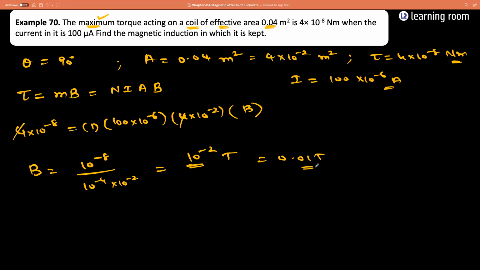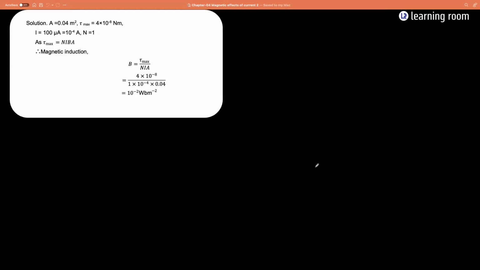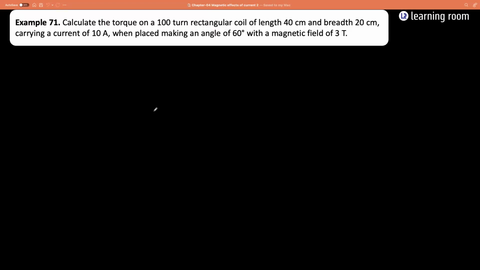Sir, magnetic induction means magnetic field, right? Because according to magnetism and matter, magnetic induction is the same as the field that they are trying to talk about. So you can either mention it in Tesla or Wb per meter square. What is Wb? Weber. Weber per meter square is another unit of magnetic field. It's Tesla.